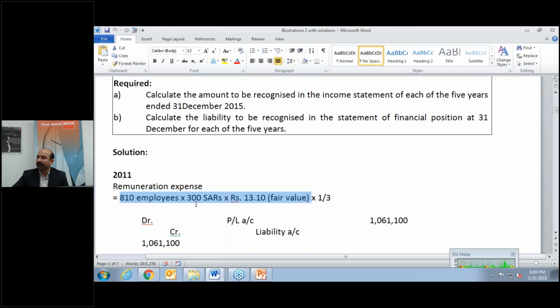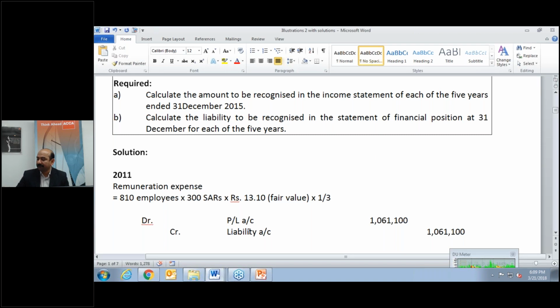But only 1/3 of that period has elapsed, so we shall be multiplying it by 1/3 to calculate the expense related to 2011. So this will give us 1,061,100. So remuneration expense, profit and loss account, will be debited with this amount, and liability will be credited with this amount. Now at the end of the year, this will be our liability.